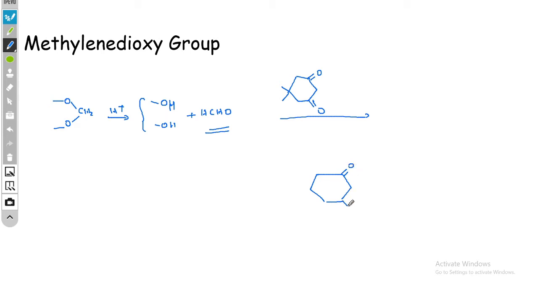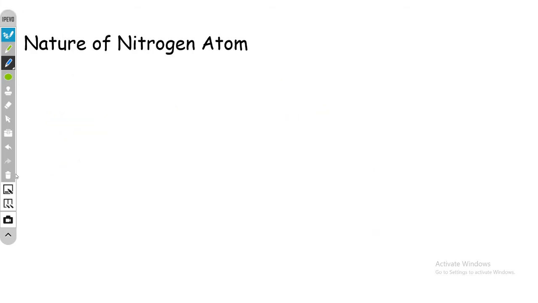Double bond O, double bond O. CH2, then double bond O, double bond O. Here the CH3 group is like this. This is the dimidone derivative, so it can be quantitatively determined, and we can find out the number of HCHO formed, and hence we can count the number of methylene dioxy groups in that compound.